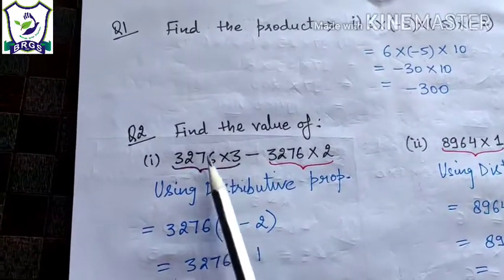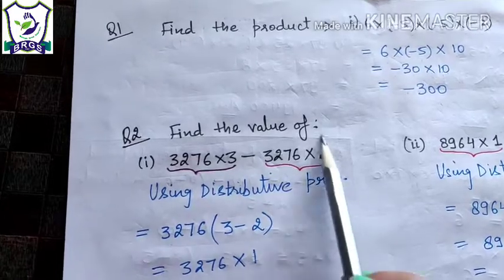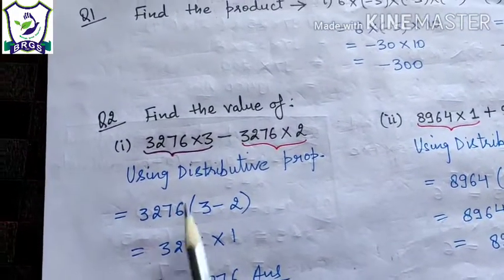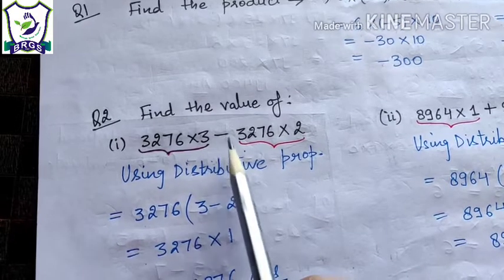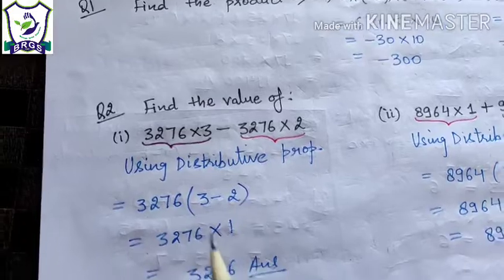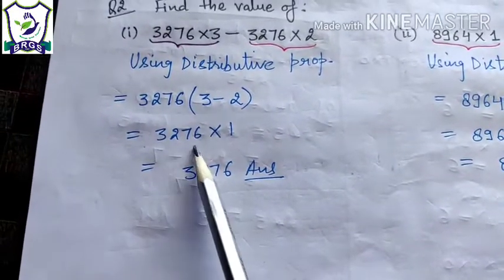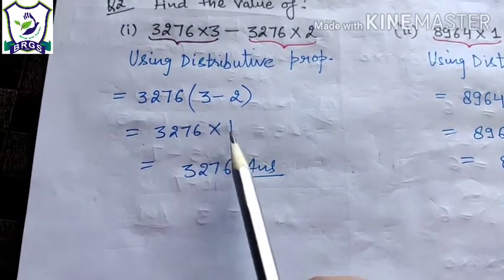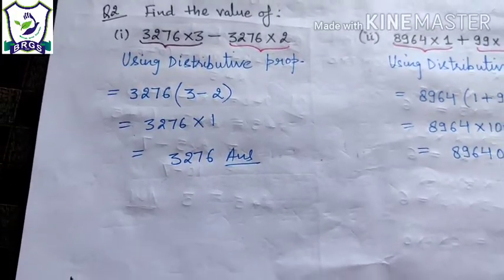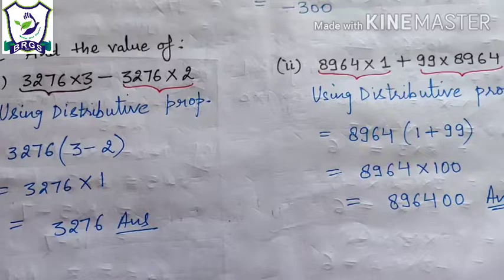From this term also I have taken out this number and from this term also I have taken out this number. So what will be left inside? Here 3 is left, then in between there is a minus sign and here 2 is left. Now 3276 multiplied by 3 minus 2 is 1, and this multiplied by 1 is 3276. This is your answer. See one more example.